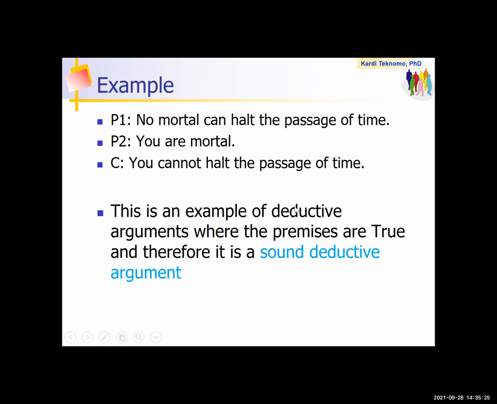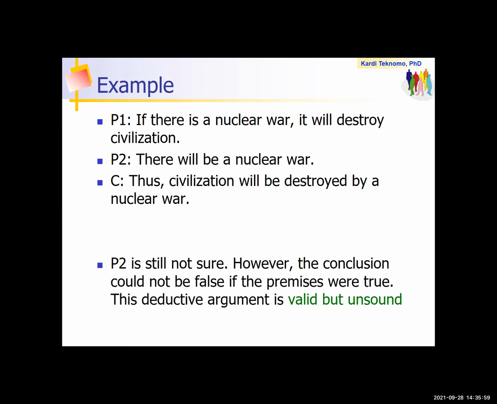Let's give an example. Premise one: no mortal can halt the passage of time. Premise two: you are mortal. Then the conclusion: you cannot halt the passage of time. So this is an example of a deductive argument. The premises are all true. Therefore, this is called a sound deductive argument.